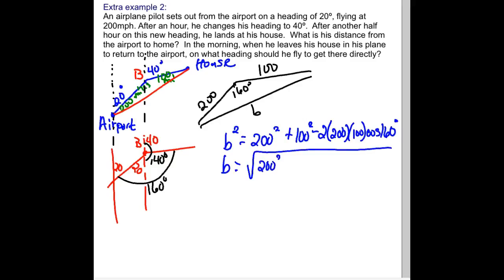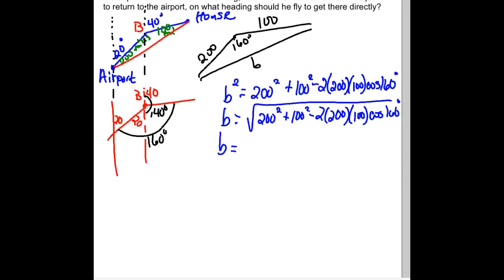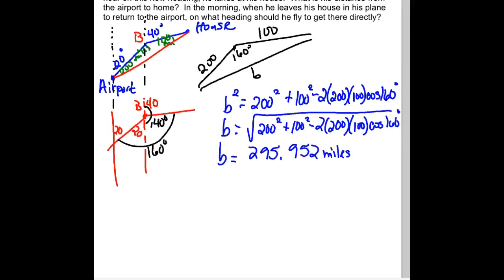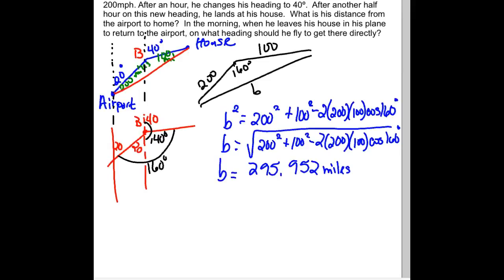Grab your calculators and go ahead and type that in. And we end up with B, the total distance that we are from the airport to the house, is 295.952 miles. Okay, so we've answered the first question, just how far is he going to have to travel? What is the distance from the airport to his house? So we have that finished.